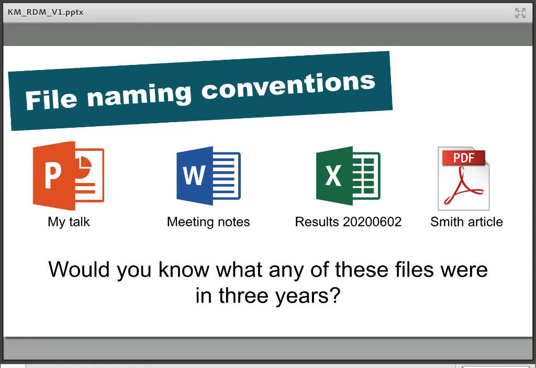One of the easiest ways to organise your information is by using something called a file naming convention. If you look at the examples on the screen here, they reflect back on example A and our two file structures we looked at earlier. Would you know what any of these files were if you came back to them in 3 years? Even the spreadsheet there that has a date element in the label, we don't know what the results are from. Smith article. Smith is a fairly common surname.